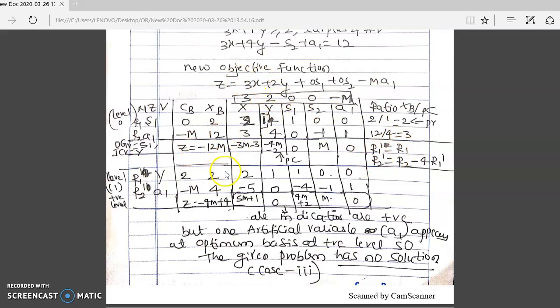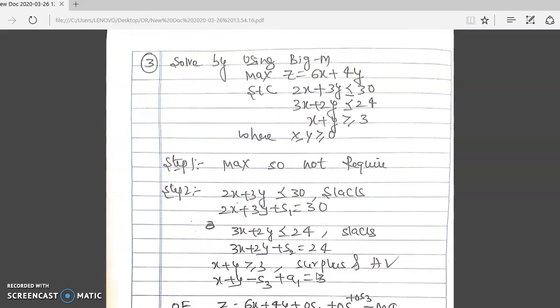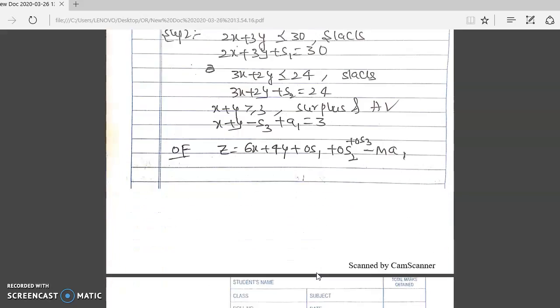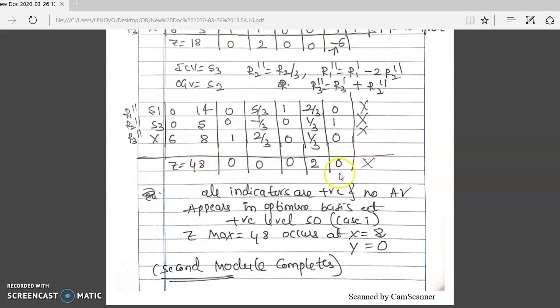Then keep on solving it. In the second iteration, we got all the indicators positive, but in the optimum basis we have an artificial variable, so this problem does not have any solution. That matches the third case. Similarly, you solve this one, it is the same as the first example. In the last, all the indicators are positive, no artificial variable is there, so the final answer is 48.